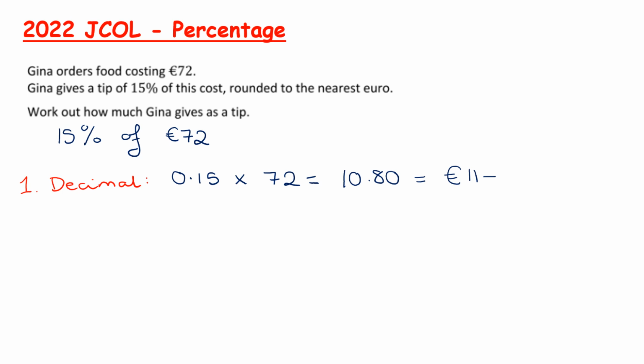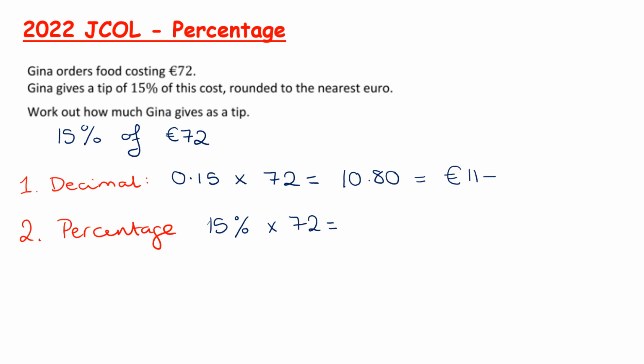Now, if we wanted to do the same thing but do it with our percentage button, we would simply take it exactly as we had it to begin with, so 15%, and multiply that by 72. So on your Casio, you'll need to find your percentage button. The new Casio, it's above your answer button. You need to use Shift. You type that in exactly and you'll get the 10.80 again, which will round up to €11.